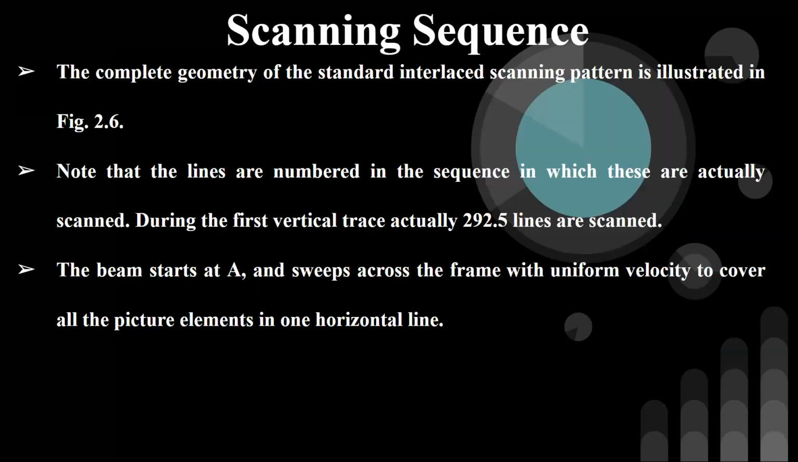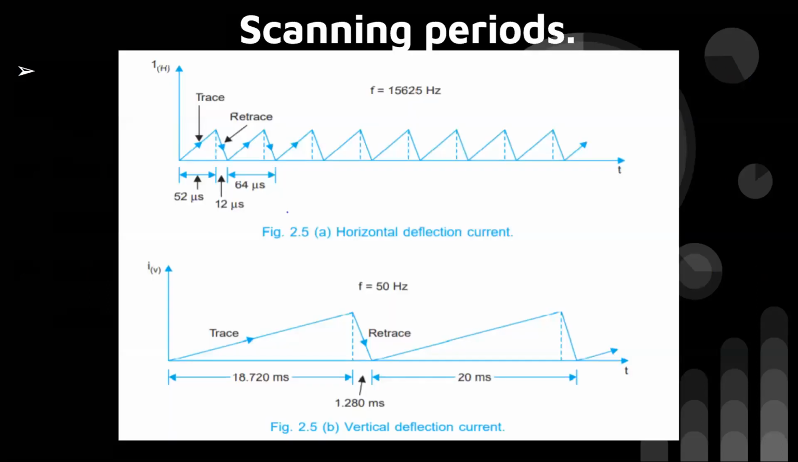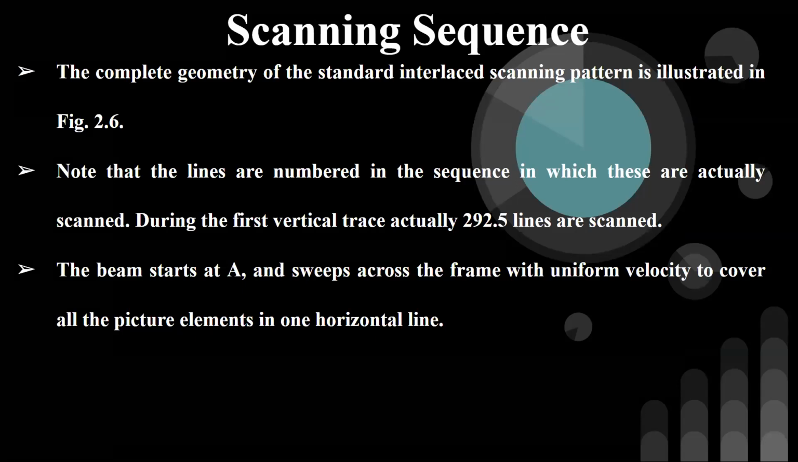So next one, the complete geometry. The complete geometry of standard interlaced scanning patterns is illustrated in the previous picture. Note that the lines are numbered in the sequence in which they are actually scanned, and for your 625 lines, you have to maintain first vertical retrace. Therefore your systems are able to catch the signal.